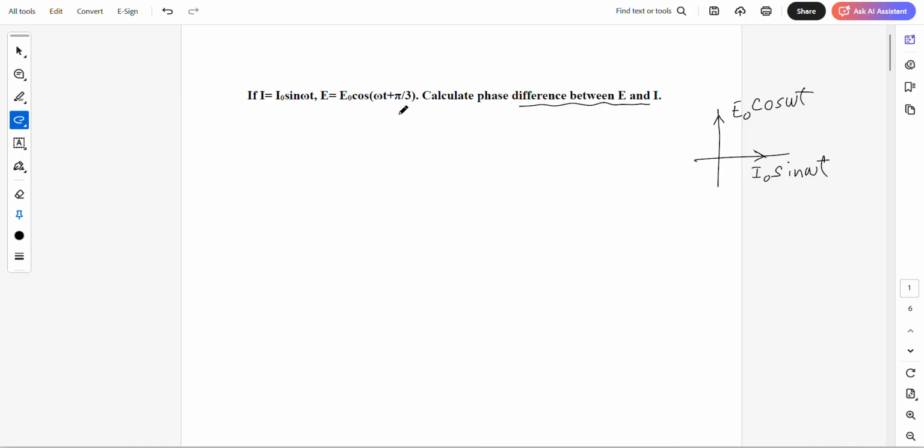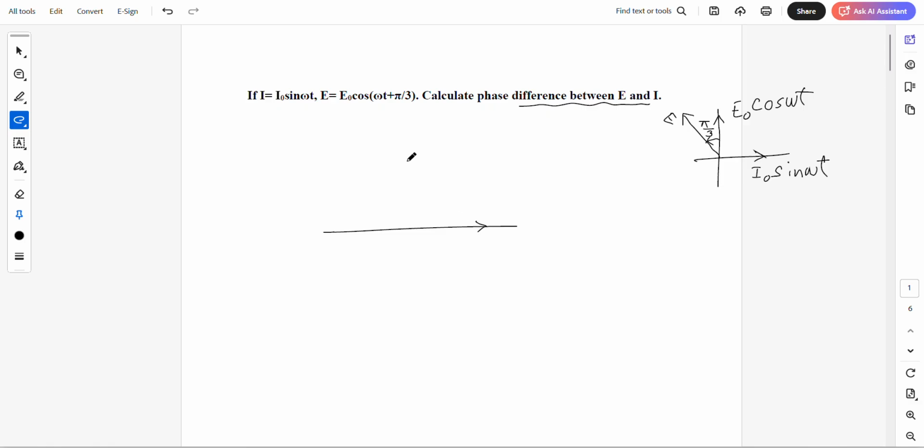Understood? Now what they are saying? They are saying that E is equal to E naught cos of omega t plus pi by 3. Is that pi by 3 positive or negative? It is positive. It will be in the anti-clockwise direction. This is what E, and what is the angle in the anti-clockwise direction? From the positive y-axis, this will be pi by 3. So totally it looks like this.